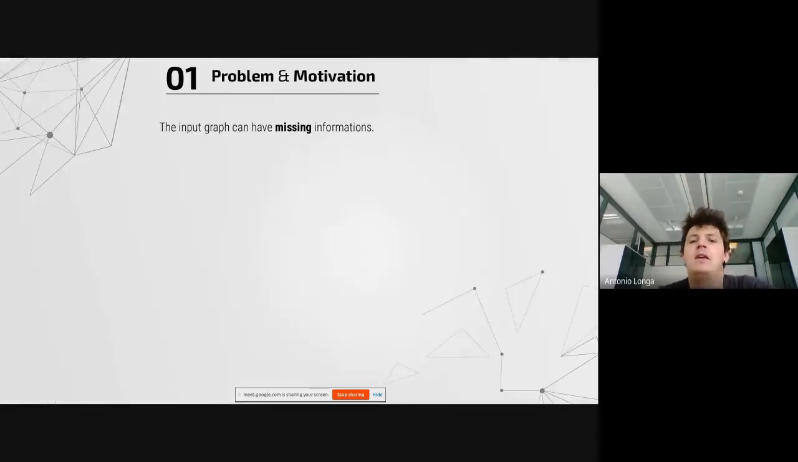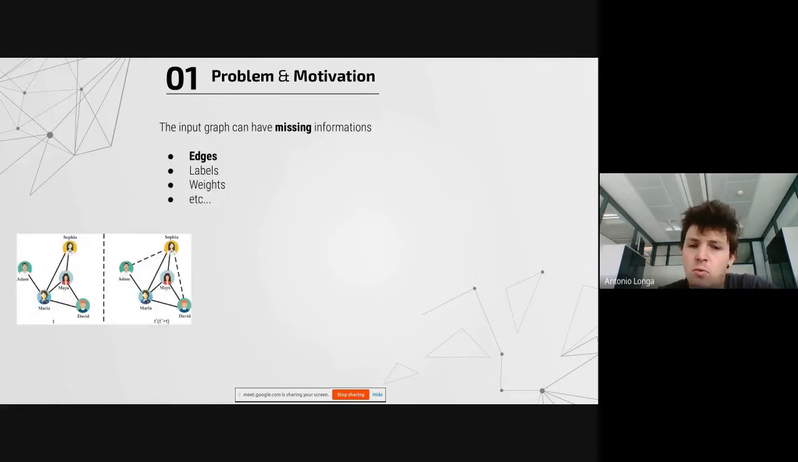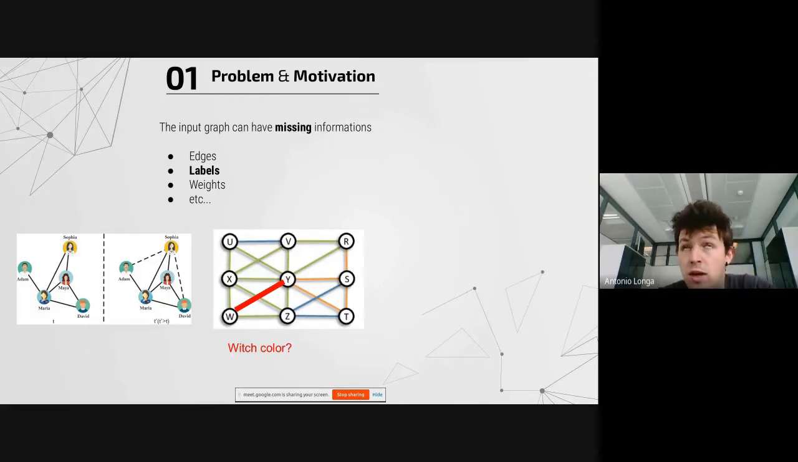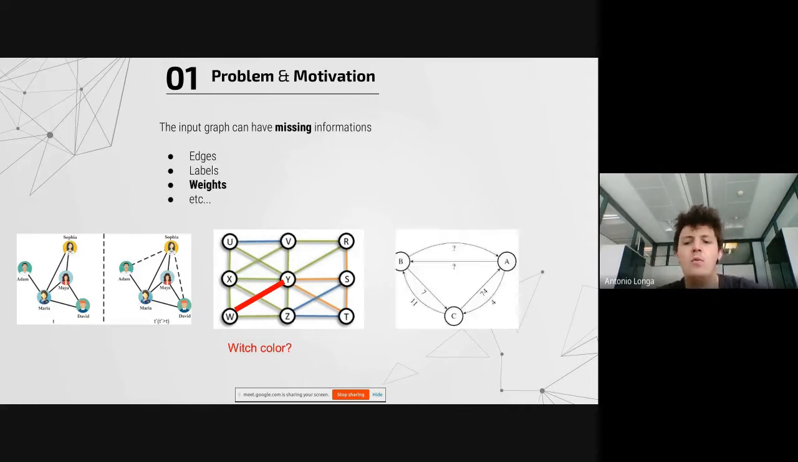Okay, let's start. As usual, we are talking about graphs, and often we are in a situation in which we have missing information, and it could be edges. Suppose you have a social network and we want to know if there will be a connection among people. We could have missing labels, like which color is a specific edge among nodes. And we could also have weights on the graph that can say something about the number of people moving from one place to another or other different things.